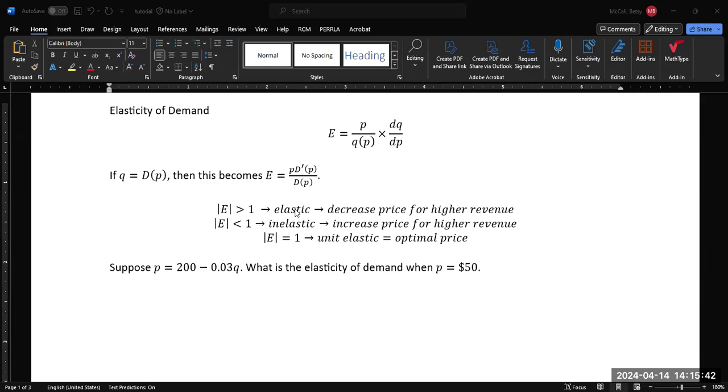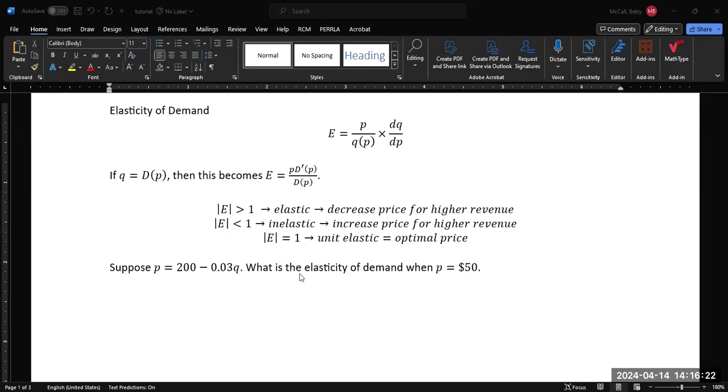Now, in terms of interpreting our elasticity of demand, the rule is basically that if E is equal to 1, or the absolute value is equal to 1, this is called unit elastic, and that is essentially your optimal price for the highest revenue. But if you were greater than that, then you would say that your demand is elastic. So you would want to decrease price to get higher revenue. And if your elasticity value is less than 1, then you would say it's inelastic. And so you would want to increase the price for higher revenue.